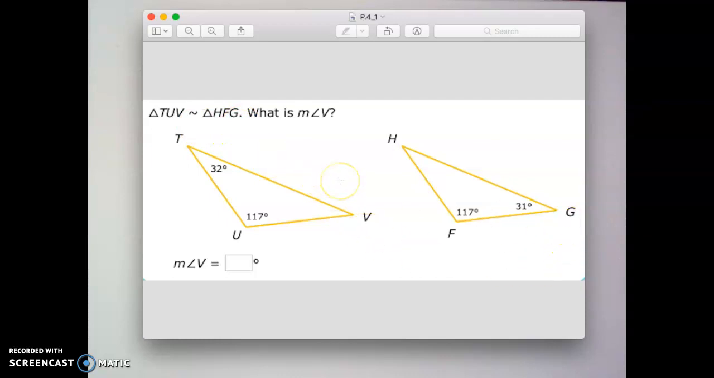Now if these triangles are similar, then that would mean that all the corresponding angles are congruent. So when we're asked to find the measure of angle V, we know that it corresponds to G. So it should be 31 degrees.